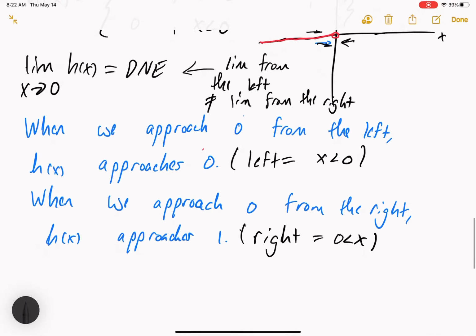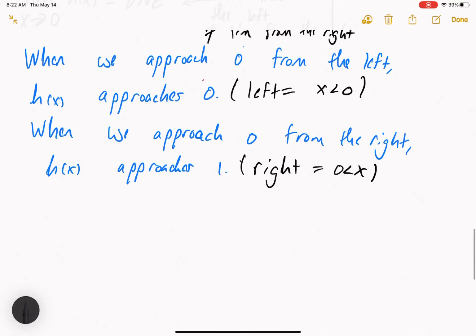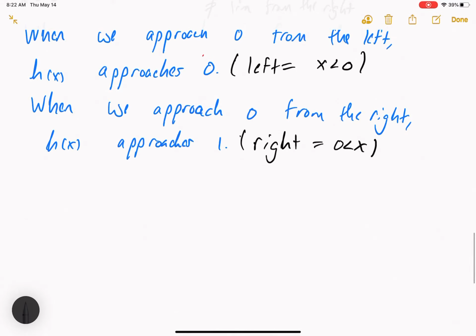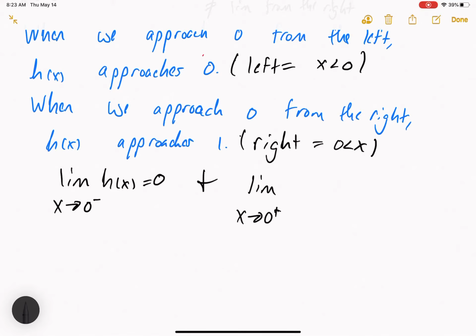So the fact that the left-hand limit and the right-hand limit do exist, let's try to specify how we can write that in terms of notation. The left-hand limit we would write as the limit as x goes to 0, with a negative raised, I guess. The way this reads is as x approaches 0 from the left. The negative means from the left. And we have the limit as x goes to 0 plus, and the plus means from the right, of h of x is equal to 1.